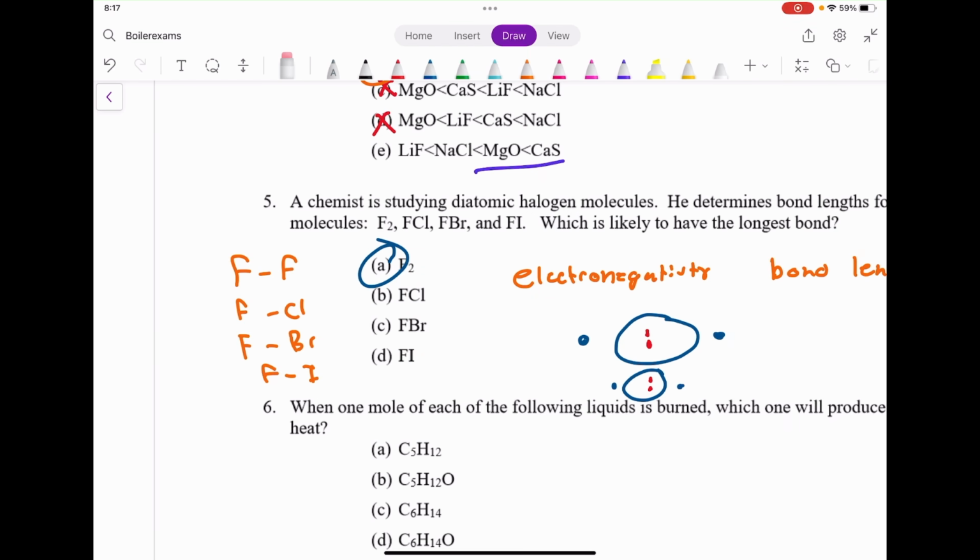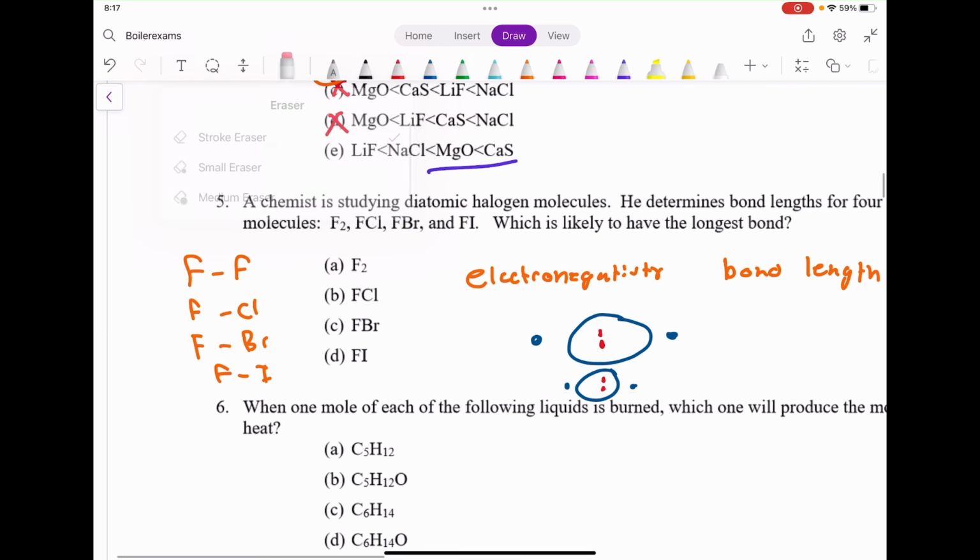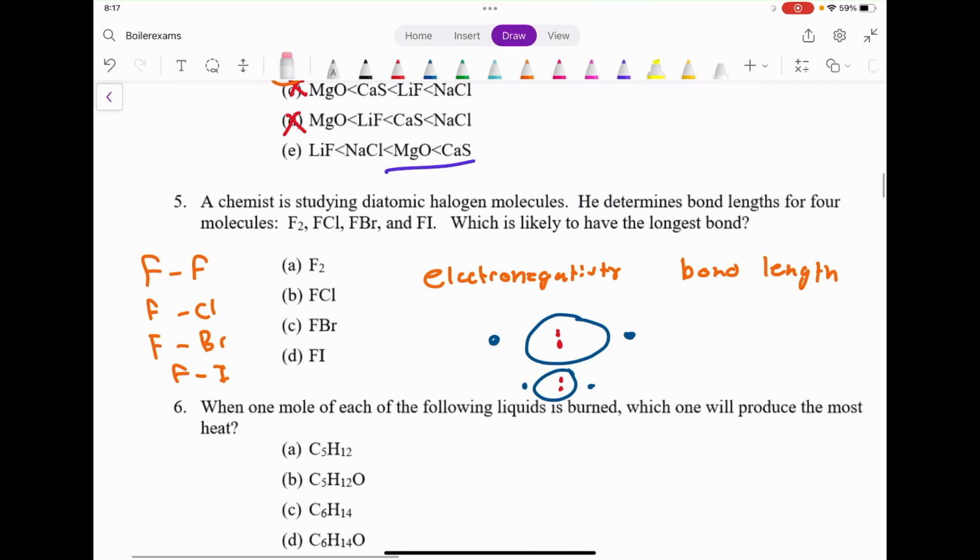5A. Oh, and I read this problem wrong. I just told you the shortest bond, but they want the longest bond. Okay, make sure you read the question. Don't be me. 5D.